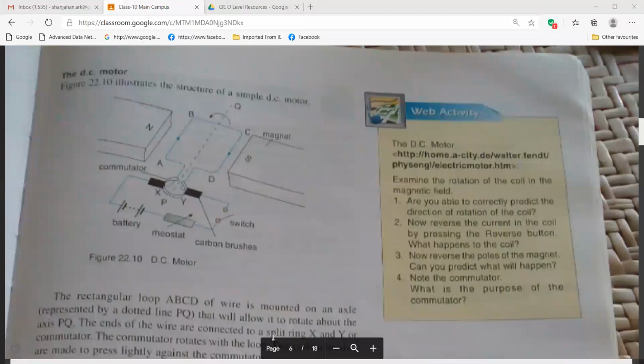So you give here one arrow like this, the way I am drawing. You give one arrow. It's moving upwards, part CD. Then AB will move down, right? Opposite.